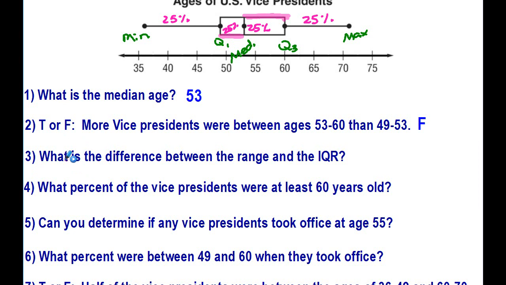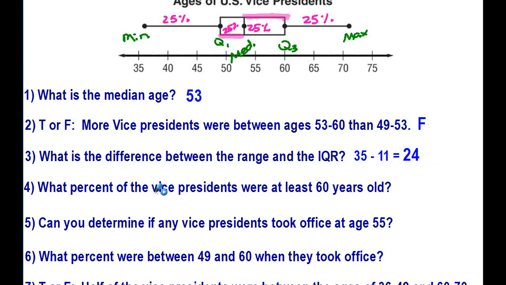Number 3, what is the difference between the range and the IQR? Did you get 24? Remember, the range is the range of the whole box plot, so it's high minus low. And the IQR is just the range of the box part. So the range of the whole box plot is 35. The range of the box is 11. Subtract the 2, the difference is 24.